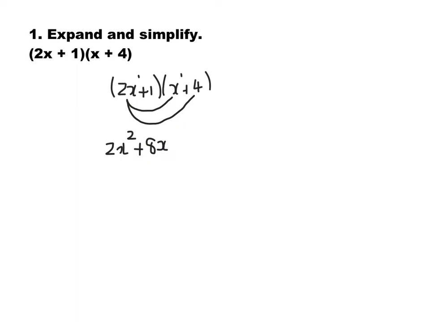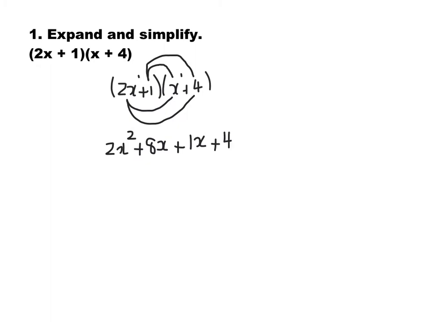Now we do the same thing with the second term of the first bracket. So one arrow goes to the first term, the other arrow goes to the second term. 1 times x gives me 1x or x. So let's write 1x. And 1 times 4 gives me 4.